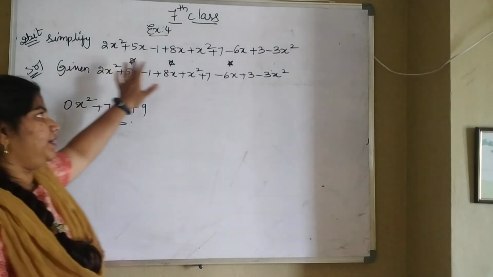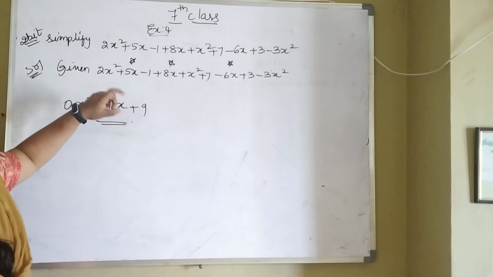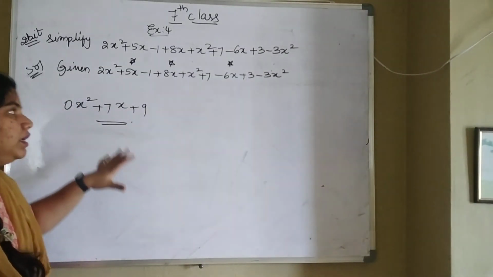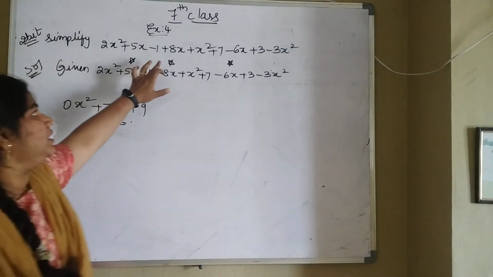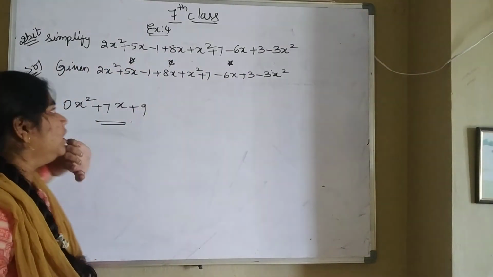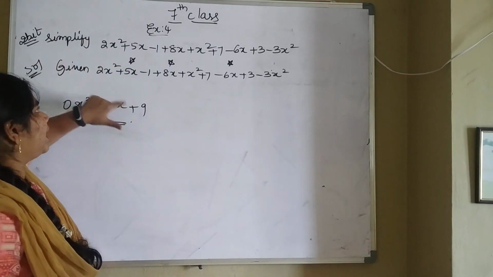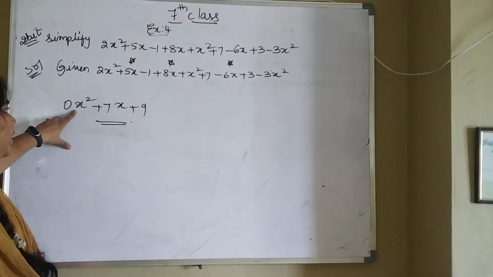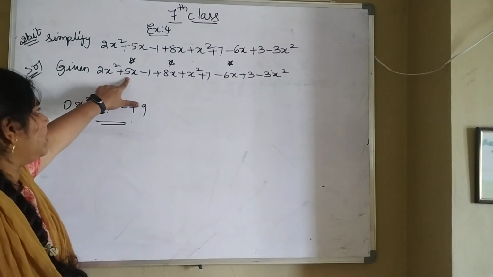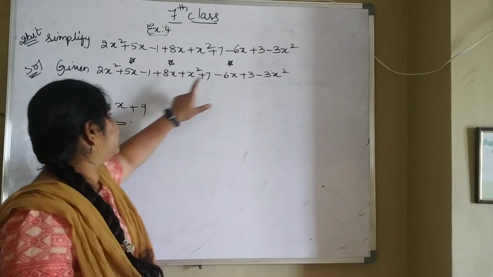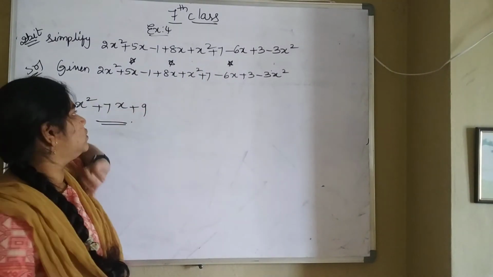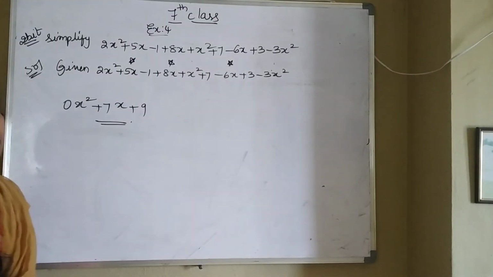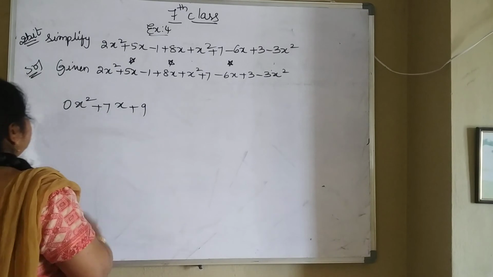So here they have directly added all the three expressions. We didn't keep any plus symbol. In the previous problems we kept the plus symbol. Here no need of keeping because they only gave it in the form of plus. Okay. So first write all the like terms. 2x square plus x square minus 3x square will be 0x square. Now x terms. 5x plus 8x minus 6x will be plus 7x. And now constant numbers minus 1 plus 7 plus 3 will be plus 9. Okay. So this is our result of the second bit.